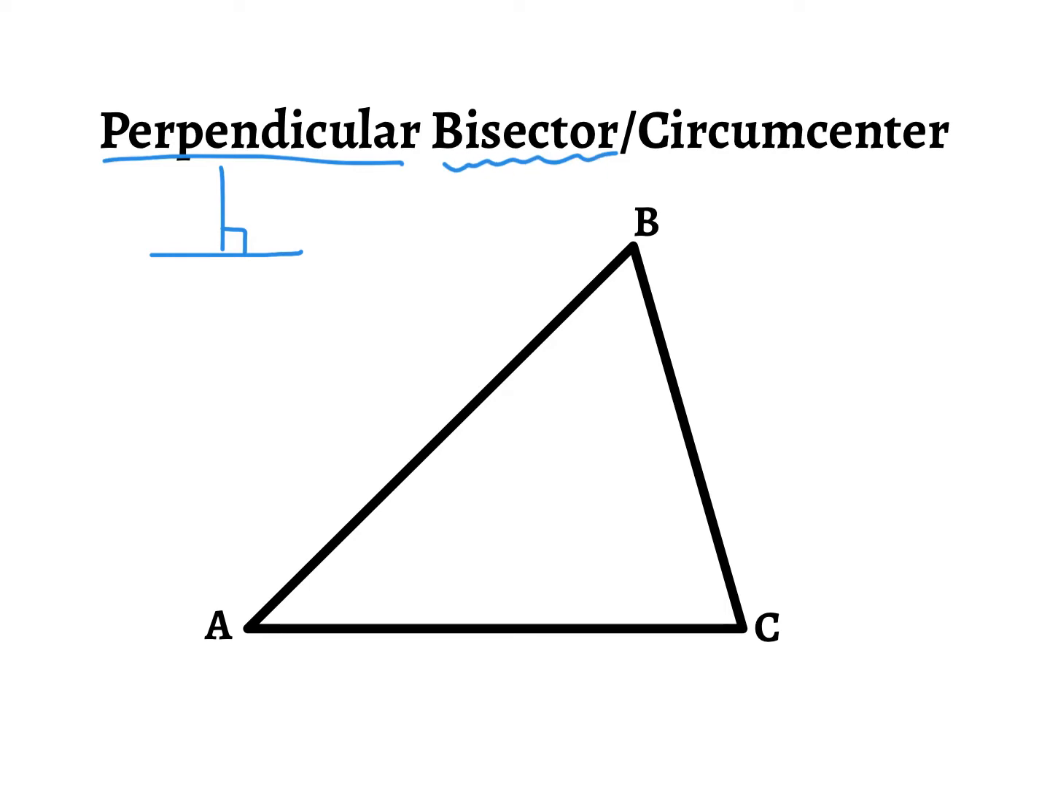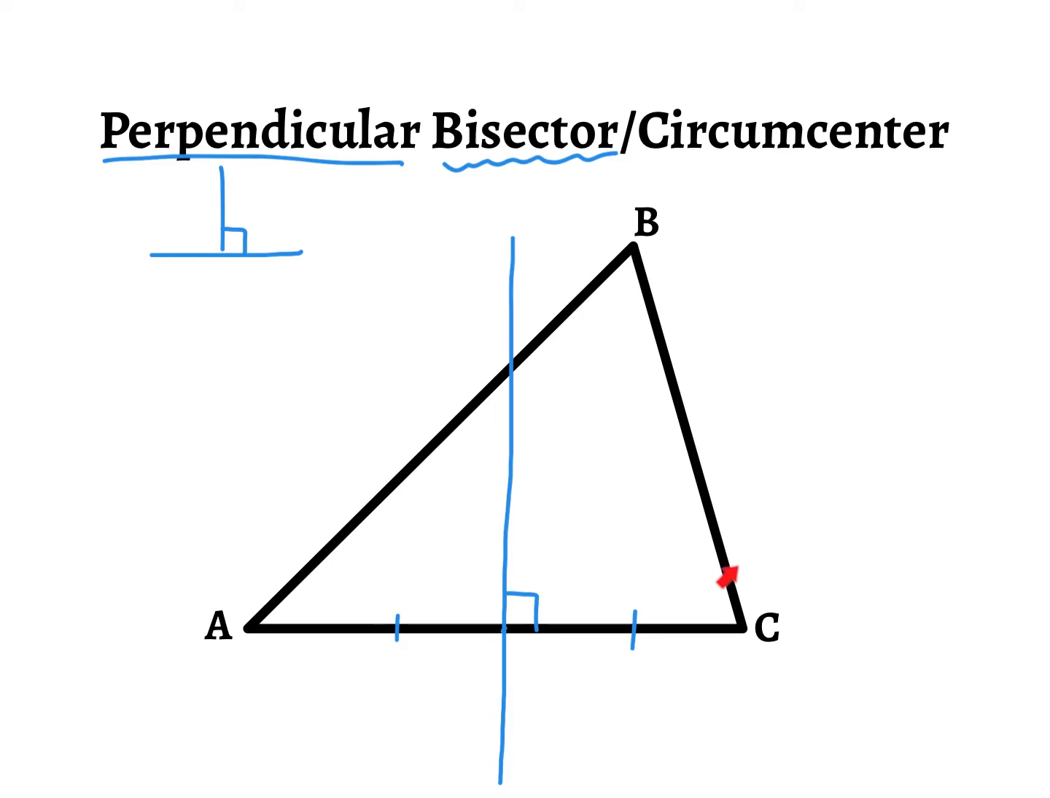So I'm going to put a point somewhere here. I want to draw a line that comes at a 90-degree angle straight down. Something like this. It meets at 90 degrees and it cuts each segment into two congruent pieces. So now AC is cut in half and this line intersects it at 90 degrees. We're going to do that for every side.